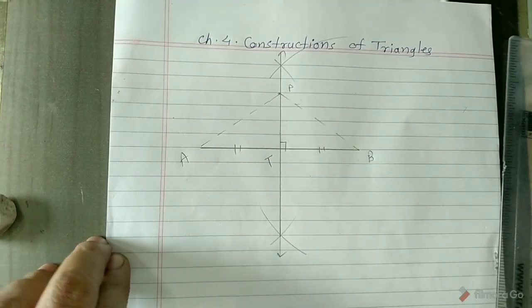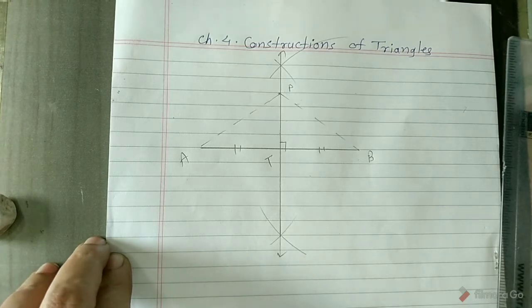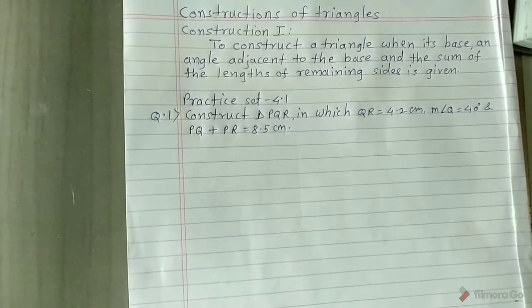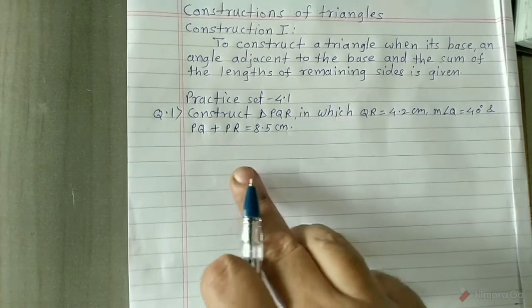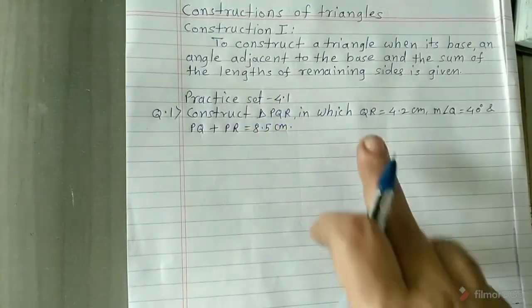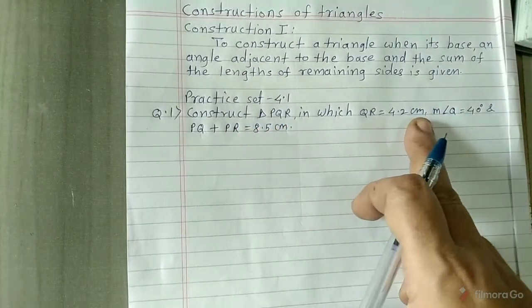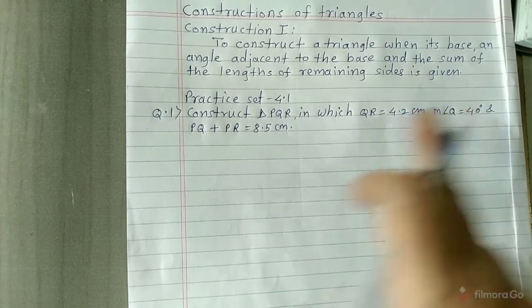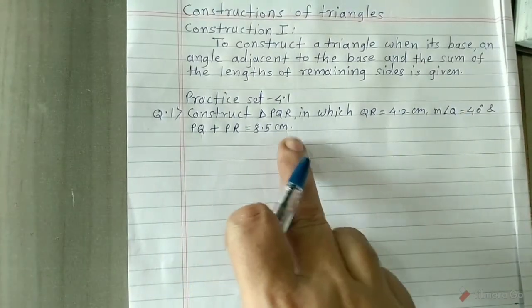Now we start the construction. So let's see our first construction. In construction first, to construct a triangle when its base, an angle adjacent to the base, and the sum of the lengths of the remaining sides are given. See practice set 4.1, our first example. Construct triangle PQR in which QR is 4.2 cm, angle Q is 40 degrees and PQ plus PR is 8.5 cm.